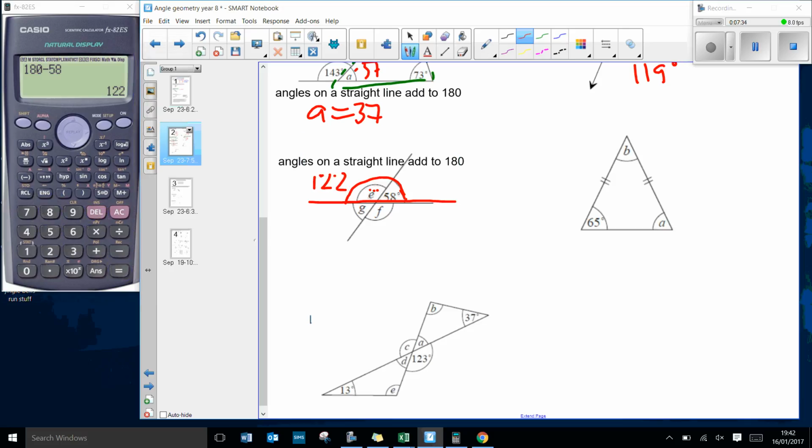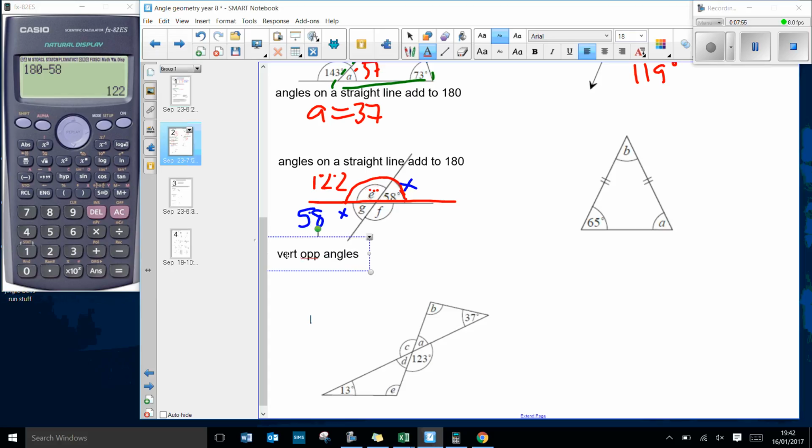Right, we then know that we have vertically opposite angles. So this and this are vertically opposite, so that means that we can straight away say that G is 58, and the reason is they are vert op angles. That's enough to say that, vert op angles.